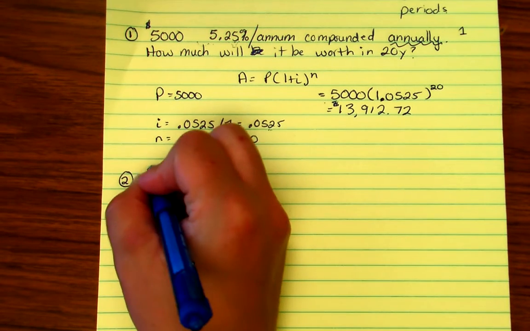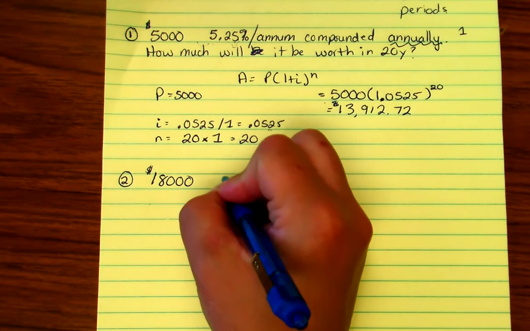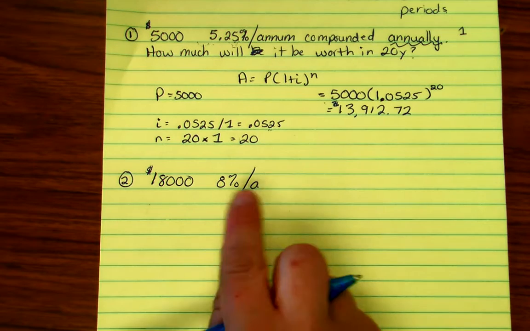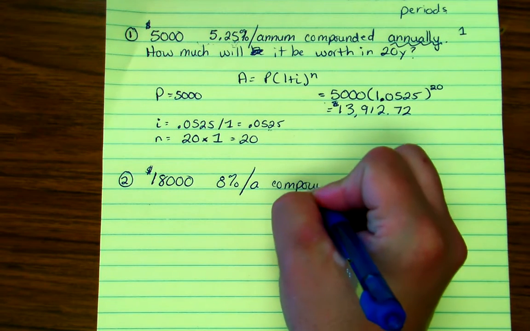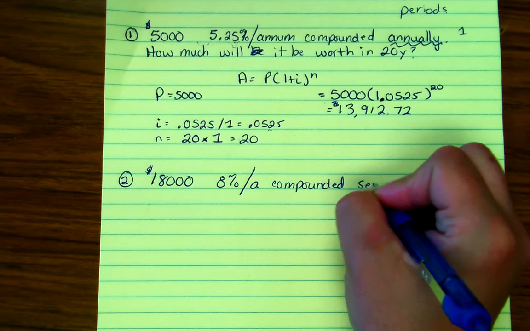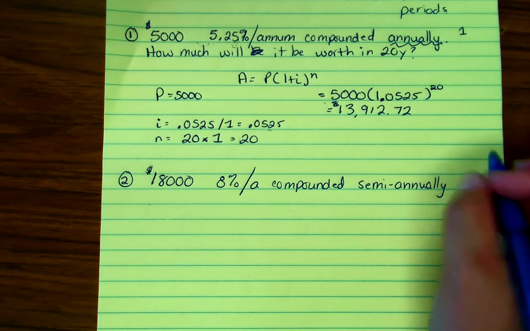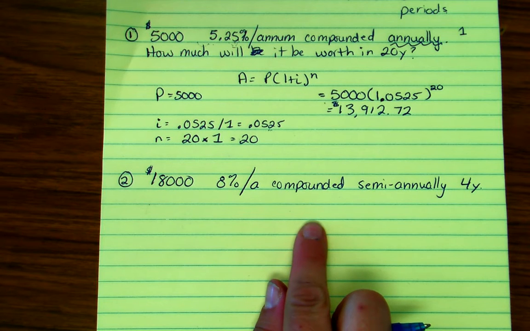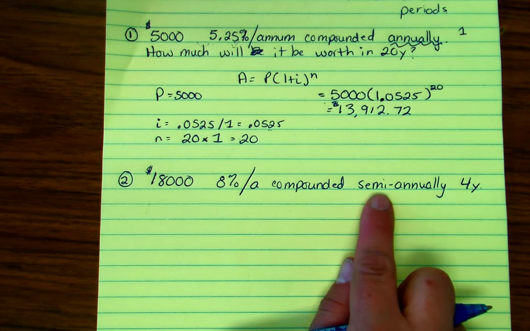So I'm not going to write out all the words, but question number 2 is $18,000 invested at 8% per annum. That's what the /A is. That just means per year. Compounded semi-annually for a total term of 4 years. And we're going to figure out how much the investment will be worth and how much interest is going to be made. Now, here's where I have to be careful.